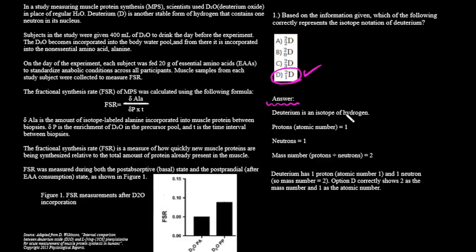The passage states that deuterium is a stable form of hydrogen that contains one neutron in its nucleus. From your background knowledge, you should know that regular hydrogen contains one proton and zero neutrons. Deuterium, however, contains one proton and one neutron in its nucleus. Therefore, the atomic number of deuterium, which equals the number of protons, is 1, and the mass number, which equals the sum of the protons and neutrons, is 2. So option D is the correct answer because it shows 2 as the mass number and 1 as the atomic number.